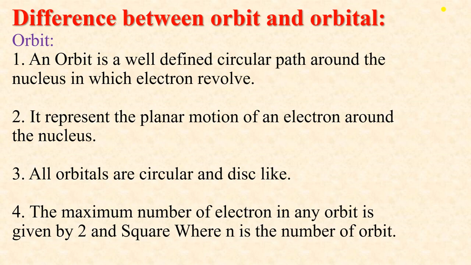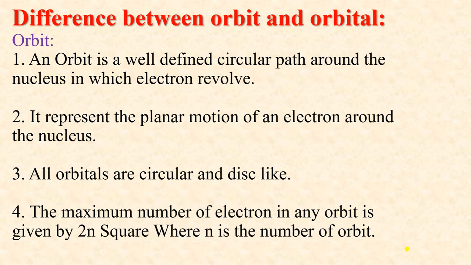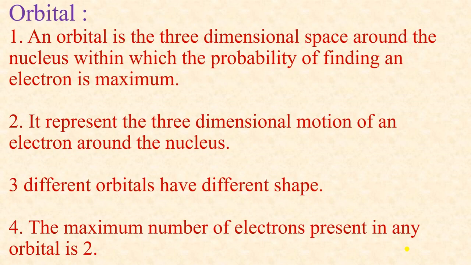All the orbits are circular and disc-like, and the maximum number of electrons in any orbit can be determined with the help of the formula 2n square. Here n is the number of the orbit. An orbital is the three-dimensional space around the nucleus within which the probability of finding an electron is maximum, and this probability is 90%. Now it represents the three-dimensional motion of an electron around the nucleus.